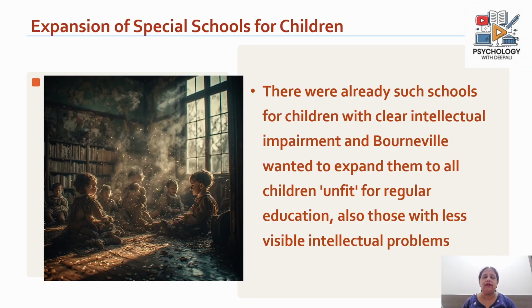So they said that there are anyway schools for children who have intellectual impairment. So why should we have now boarding schools that are also attached to asylums? Because Bournville wanted to expand the scope of these boarding schools to basically encompass all kinds of children whom he felt were unfit for education. And not only that, even children who did not have very visible intellectual issues were to be included in these education systems, where they would study only in the boarding schools which were attached to asylums.